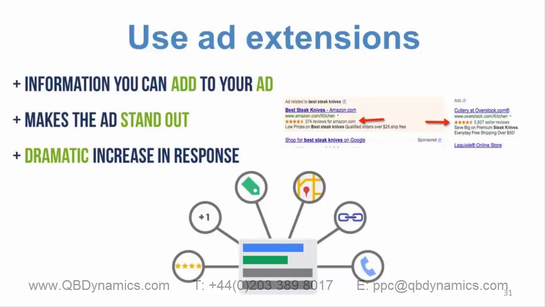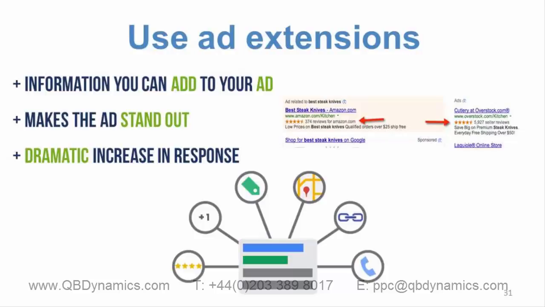You can see here a search I did for best steak knives. Amazon came up and Overstock came up. Look at what is included in their ads. There is a star rating for the knives, and it says 374 reviews for Amazon.com. Over here on Overstock, you can see again these reviews with 5,927 seller reviews. Now, these ads obviously show up much better than the competition's ads which are not using these reviews. You have these colorful stars that now make the ad show up more prominently.